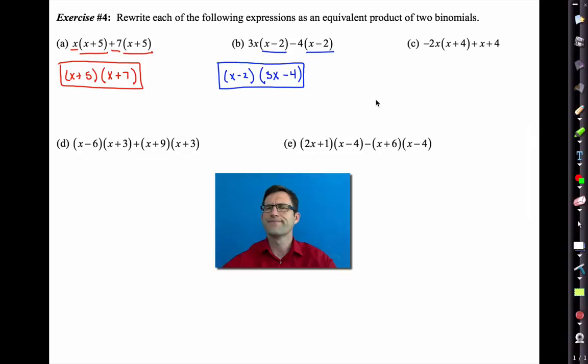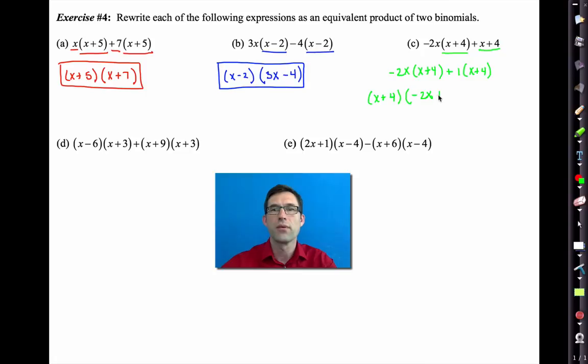Now, letter C is actually quite tricky. What am I supposed to do here? I mean, I see an x plus 4 here, and I see an x plus 4 here, but I don't see anything multiplying this. So one thing that we could do is rewrite this in kind of a tricky way. We could rewrite it like this. Now, I want you to think about this for a second. Let's sit back and really appreciate what we've just done. You can multiply by the number 1 anytime you want. It's actually got a special name, not one that you particularly need to know, but it's called the identity element for multiplication. Because when we multiply by the number 1, it doesn't change anything. So I can rewrite x plus 4 as 1 times x plus 4. The reason that's an advantage is that I can now factor out an x plus 4, and then what I'm left with is a negative 2x on the first term and a positive 1 on the second. And there it is.